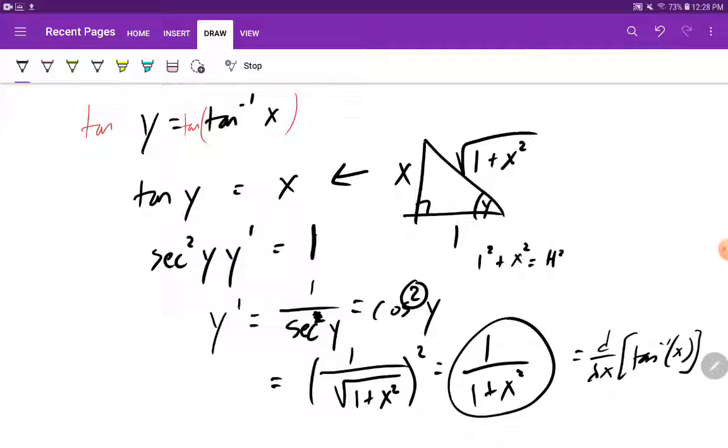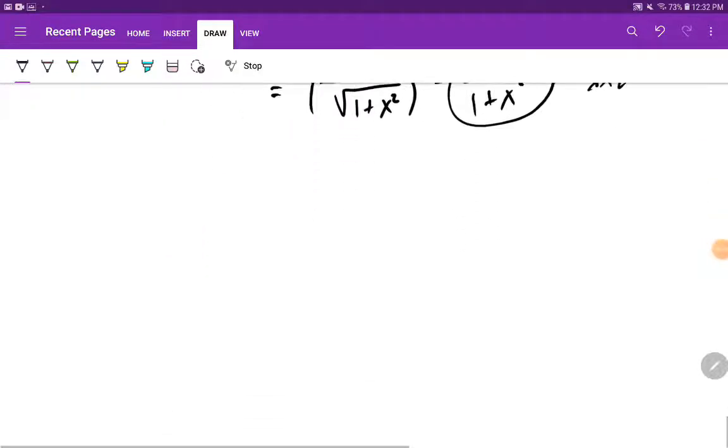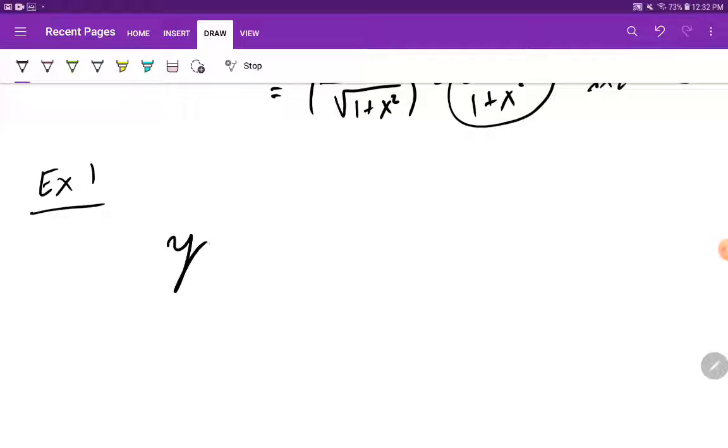All right, here we go. Up next, we are going to do a quick example, somewhat quick example, dealing with inverse trig. Let's look at, I'll call this example 1. We have y equals tan inverse of root x. And immediately you guys see that there's got to be some sort of chain rule going on because there's a square root of x in there, right?